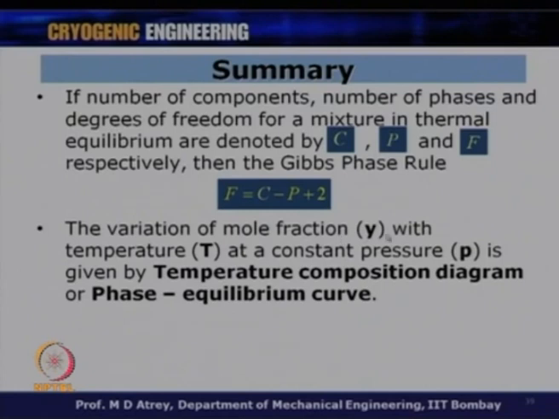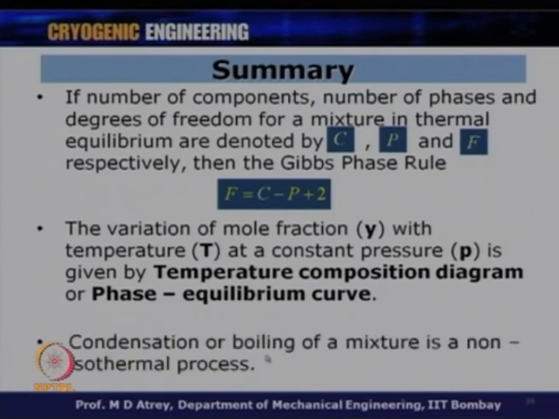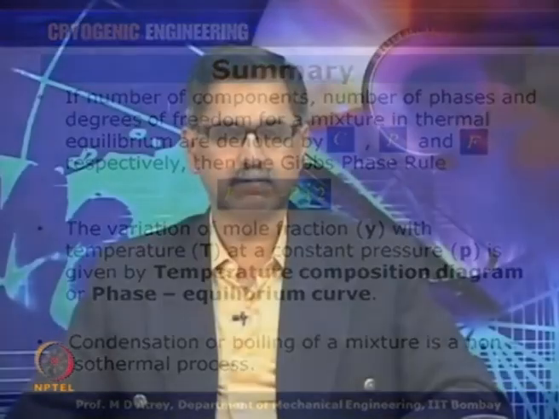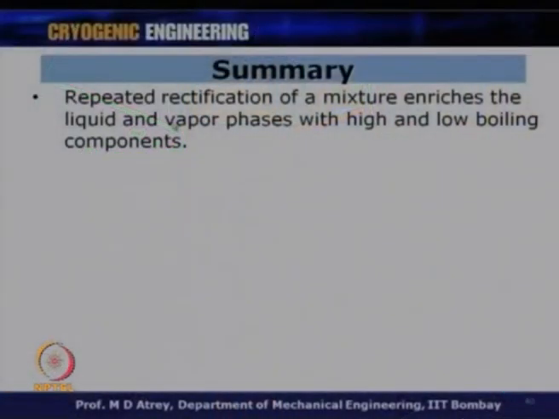The variations of mole fractions Y with temperature at constant pressure P is given by temperature composition diagram or a phase equilibrium curve, and we understood how important it is in order to understand the characteristic of any mixture. Condensation or boiling of a mixture is a non-isothermal process, which is a very important thing, while it is an isothermal process for a single component. Repeated rectification of a mixture enriches the liquid and vapor phase with high and low boiling component. So, the liquid is getting richer in high boiling component, the vapor is getting richer in low boiling component, and this forms the basic principle of rectification.